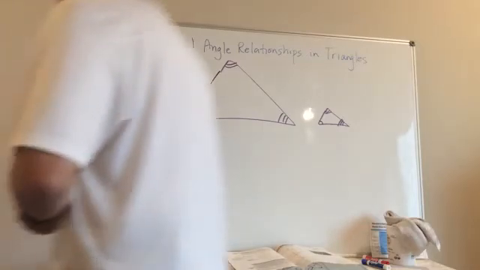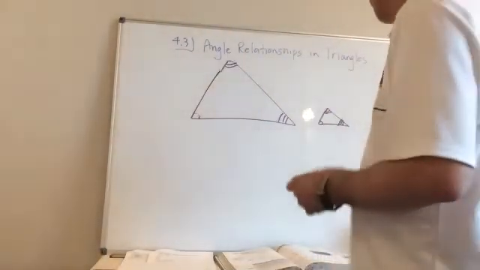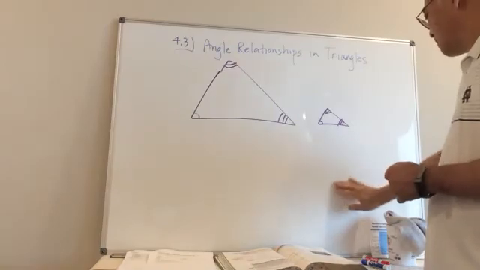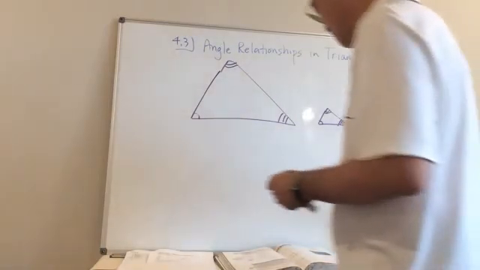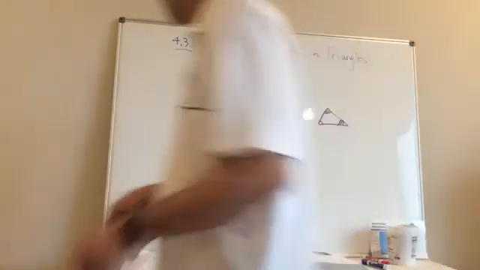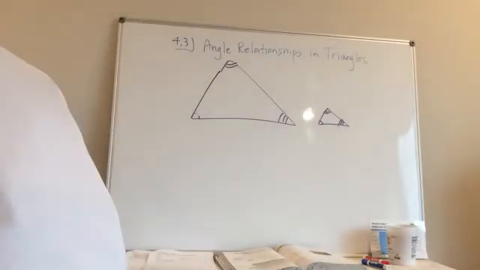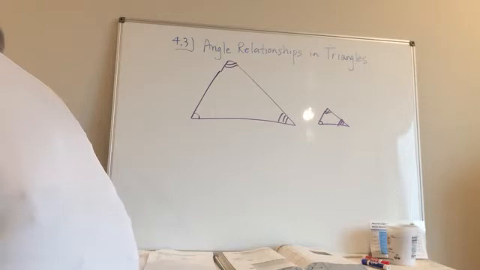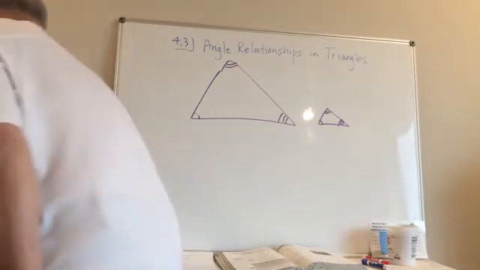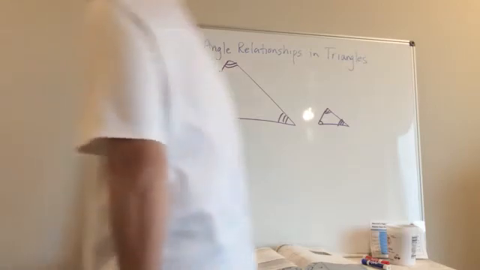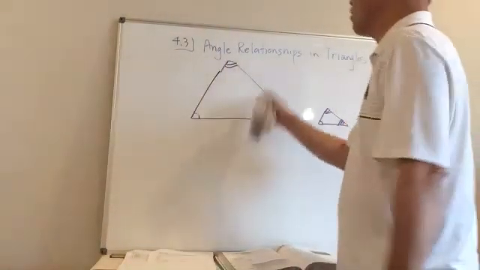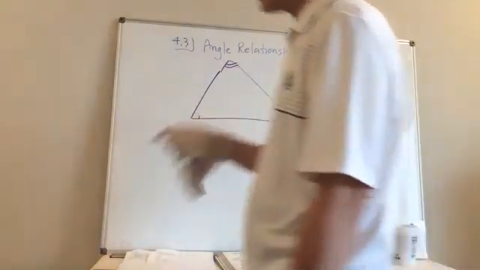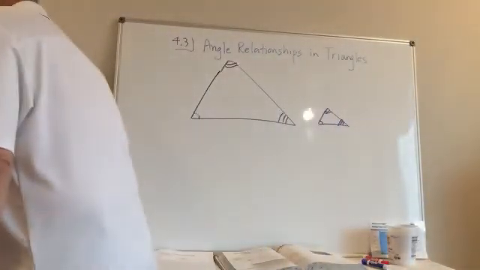Ben, what are these called? Anybody? What are these angles called? What are these triangles called? Sorry, they're equilateral. No, they're not equilateral. Equilateral means all three sides are the same. These sides are not the same. Dilation?